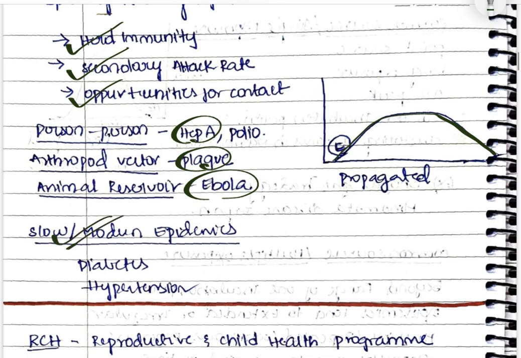So coming to the slow or the modern epidemics, you have diabetes and hypertension. You can see the number of cases nowadays of diabetes and hypertension.